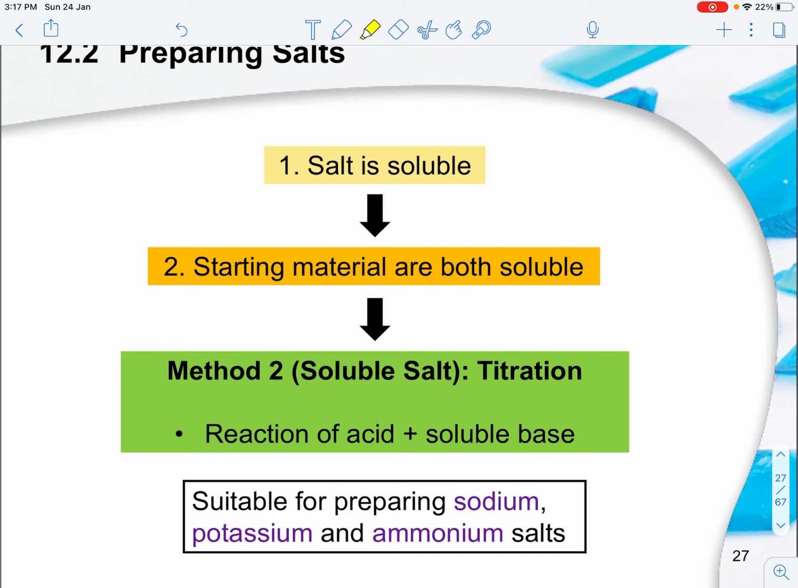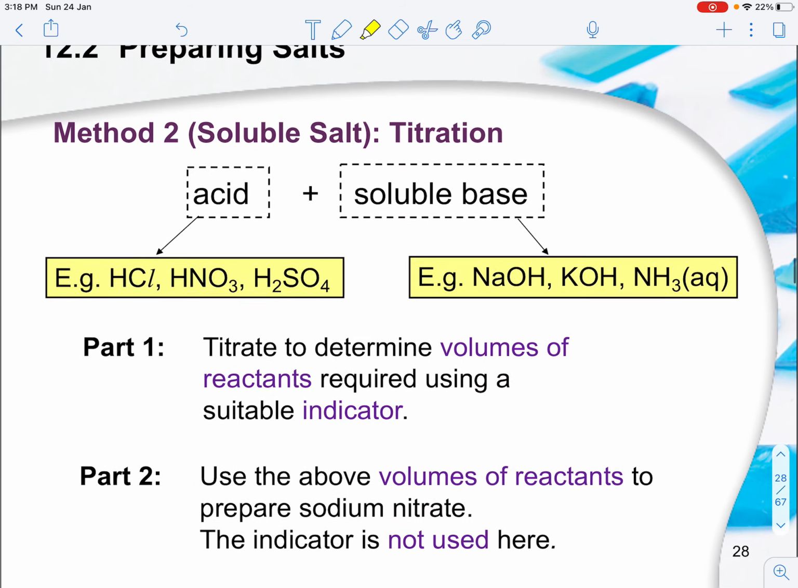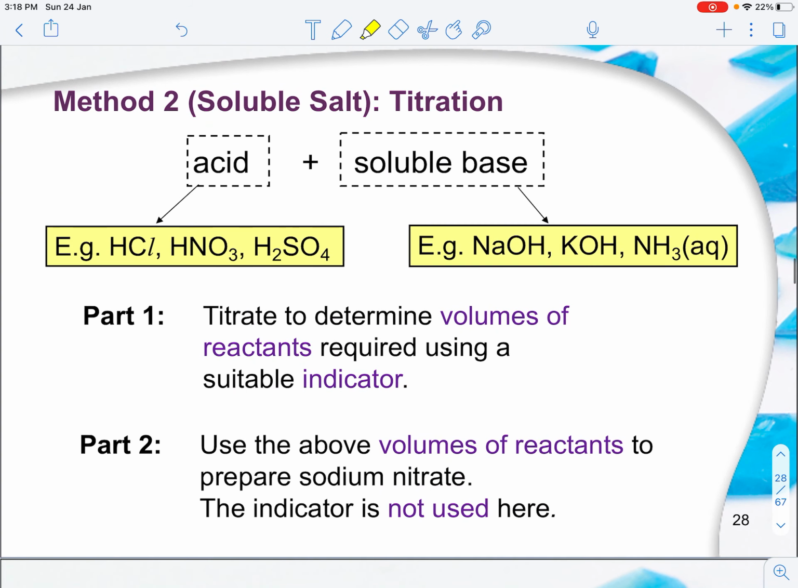Next, we look at the second method, which is titration. So for this, the criteria is the salt has to be soluble. The starting materials for both have to be soluble. So one very common fit is you use acid and a base, a soluble base, which is your alkali. And after that, your reaction, this step is more suitable for preparing your reactive metal salts, your sodium, your potassium, and your ammonium salts. Now, how to do titration then?